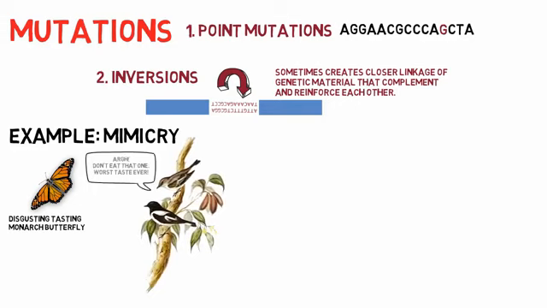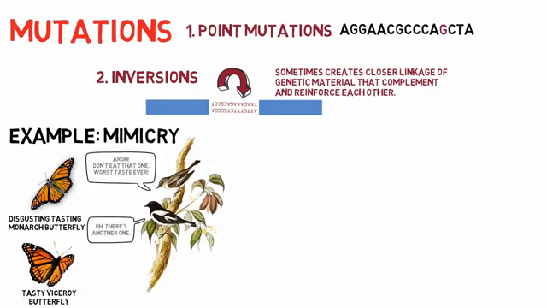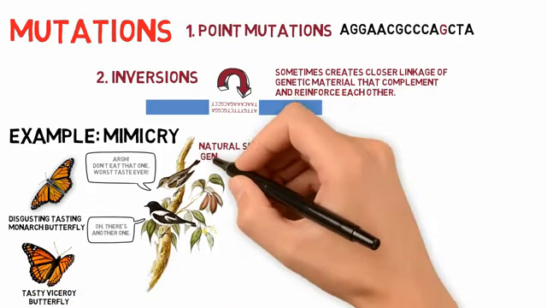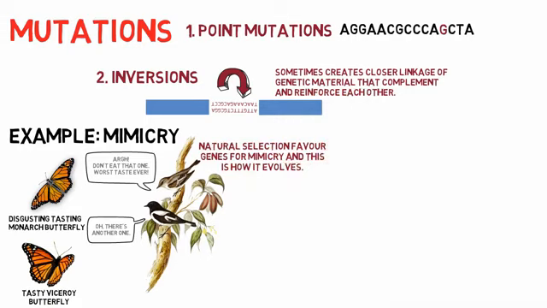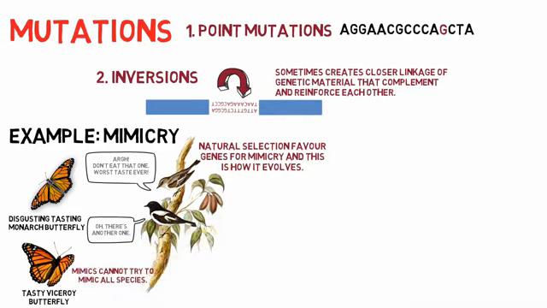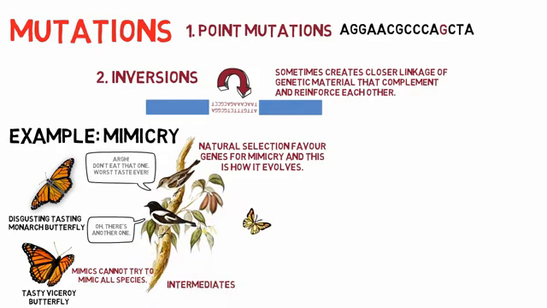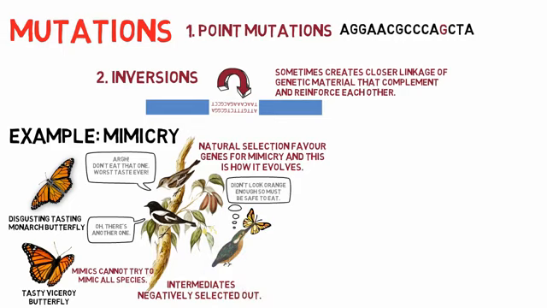Other butterflies may try to mimic them by displaying the same colored markings and fool birds into not eating them. In this way, natural selection favors genes for mimicry, and this is how it evolves. Mimics, however, cannot try to mimic all species. It must commit to one species. Any intermediates or those that try to mimic both would be eaten and therefore negatively selected out.